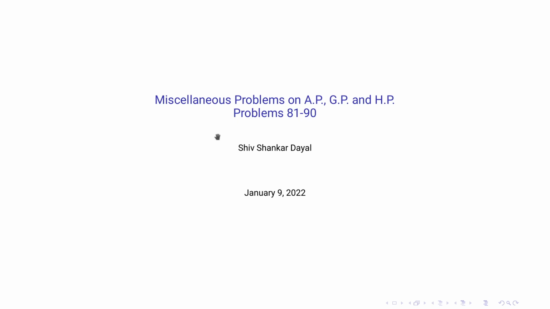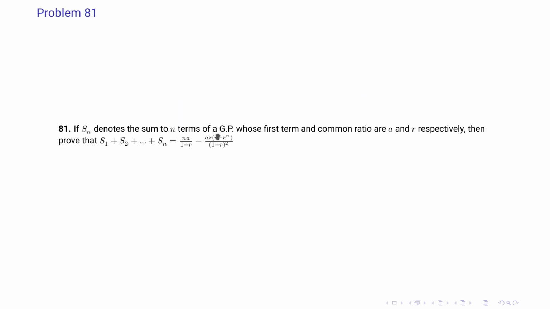Hello and welcome to this ninth set of problems on arithmetic progression, geometric progression, and harmonic progression. In this set, we will solve problems number 81 to 90. And as always, when I am stating the problem, you should pause the video, and if you cannot solve the problem yourself, only then look at the solution. So without further ado, let's get started.